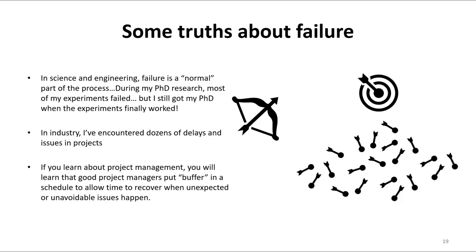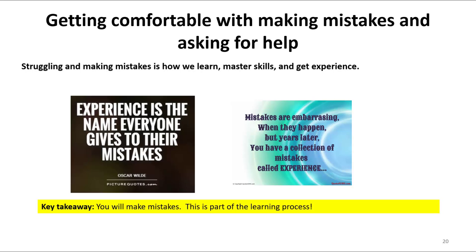So here are some truths about failure. In science and engineering, failure is, unfortunately, a normal part of the process. For example, during my PhD research, most of my experiments failed, but I still got my PhD when the experiments finally worked. In industry, I've also encountered dozens of delays and issues in projects. If you learn about project management and product development, you will learn that good project managers put buffer in a schedule to allow time to recover when unexpected issues happen or when unavoidable issues happen. The truth is, struggling and making mistakes is how we learn, master skills, and get experience.